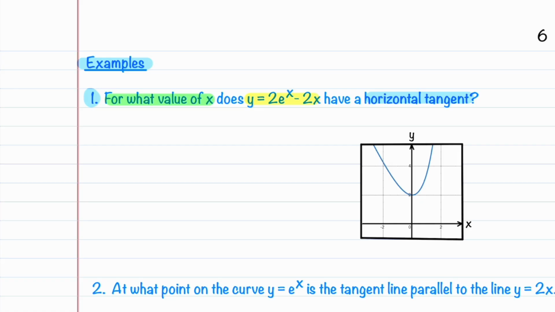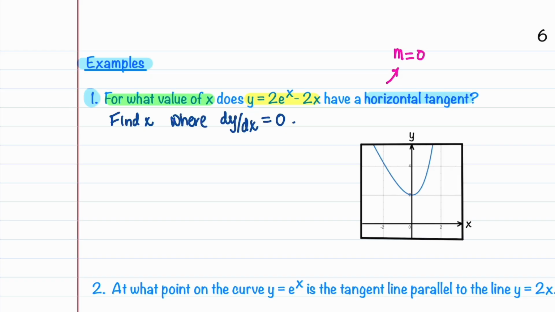For what value of x? So we need to find x where our function has a horizontal tangent. A horizontal tangent is going to happen where the slope of our curve is equal to 0. So that means we want to find x where our slope, or our derivative dy dx, is equal to 0. This means that the way we're going to start is by finding the derivative and setting it equal to 0, and then we're going to solve for x.